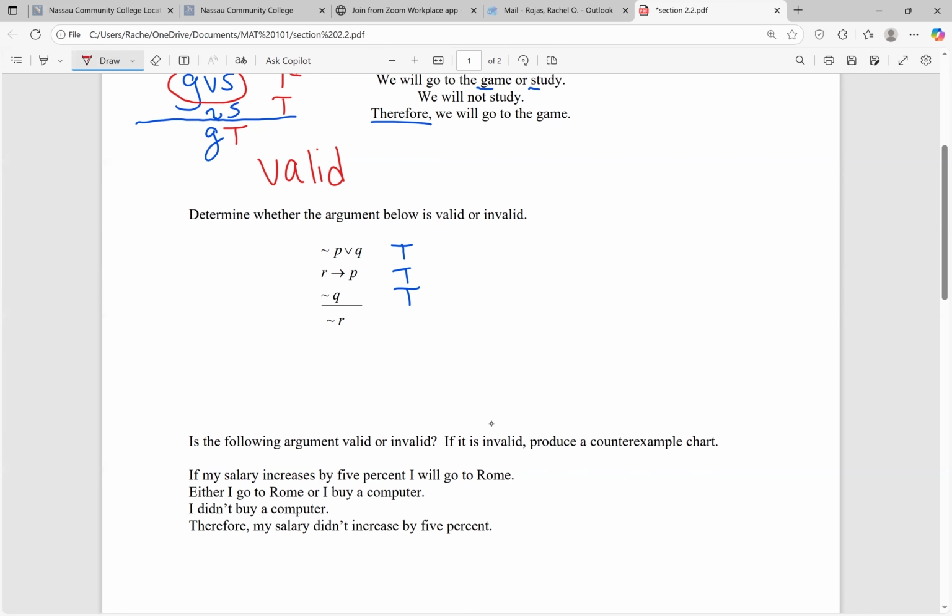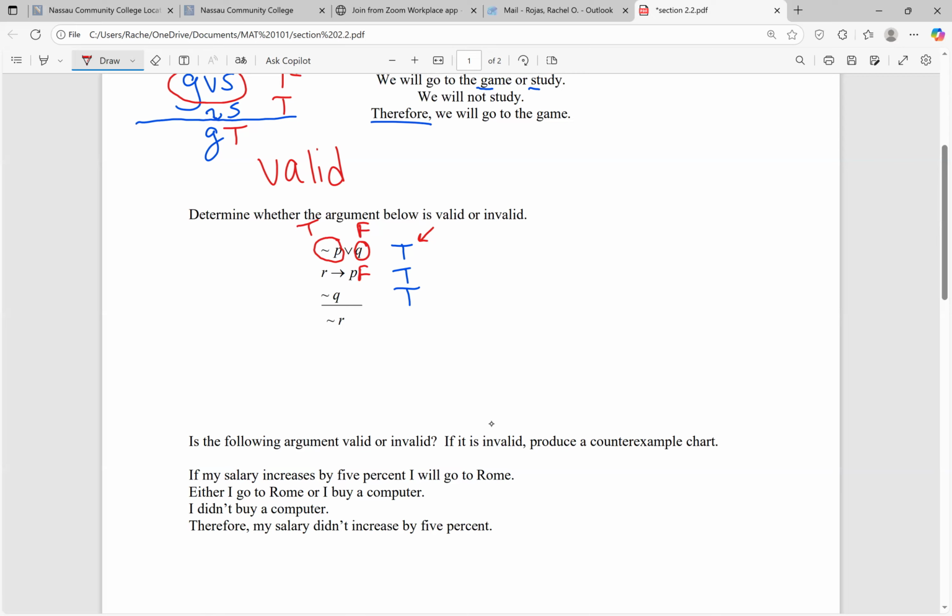We'll do red. So if not Q is true, then Q is false. But we have an or statement, right? The only way this or statement could be true, if one side is already false, is that the left-hand side, not P, has to be true. So if not P is true, then that means P is false.